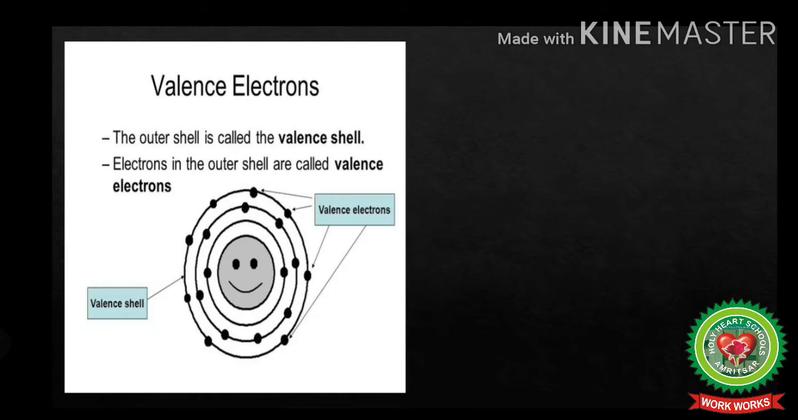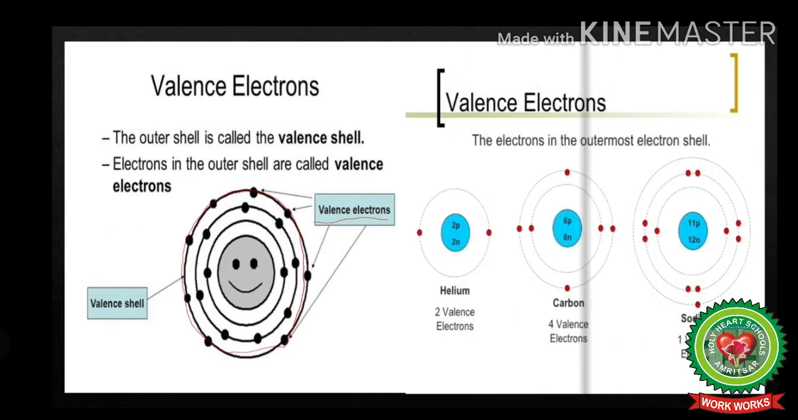Look at this picture carefully. This picture clearly depicts the valence shell. This outer shell is called valence shell, and the electrons present in this outermost shell are called valence electrons. Now in this picture you can clearly see that helium has 2 valence electrons, carbon has 4 valence electrons, and sodium has only 1 valence electron.